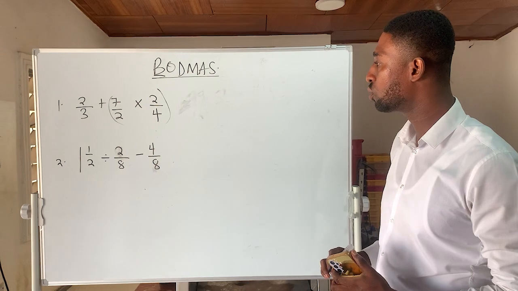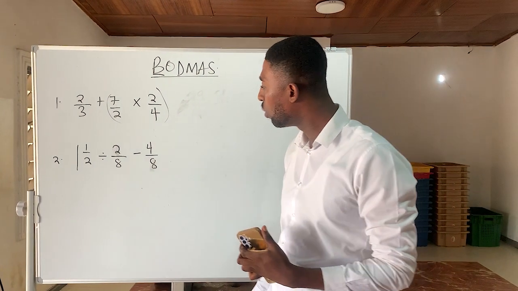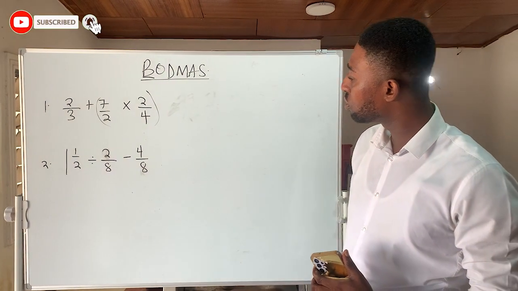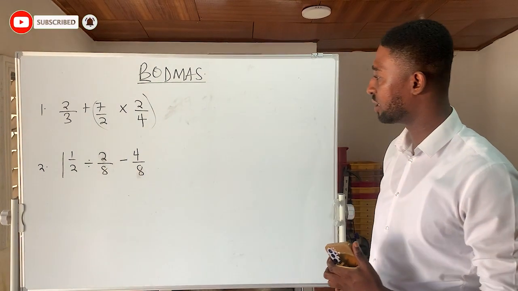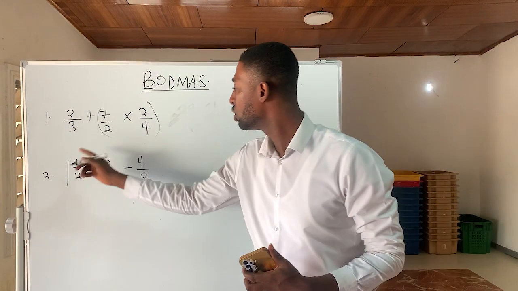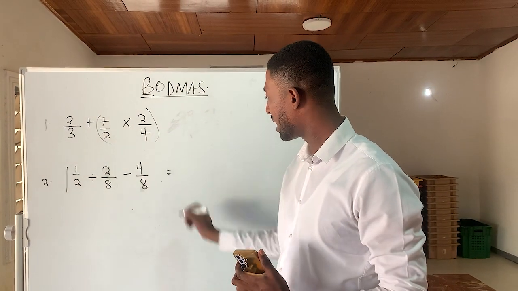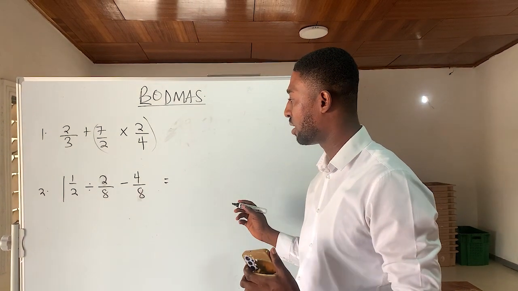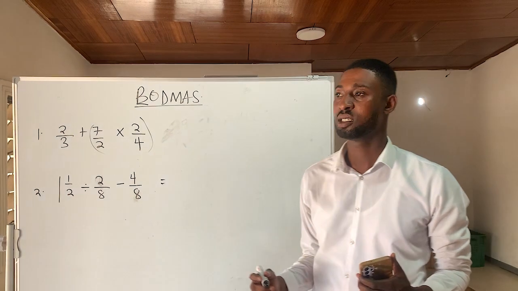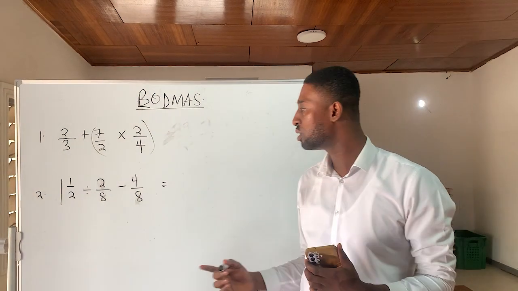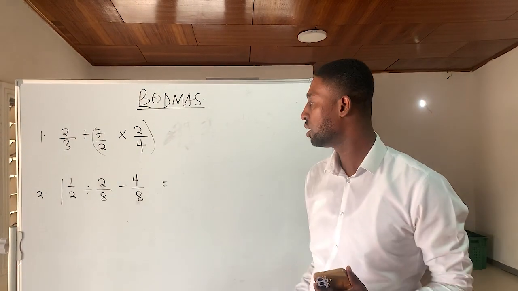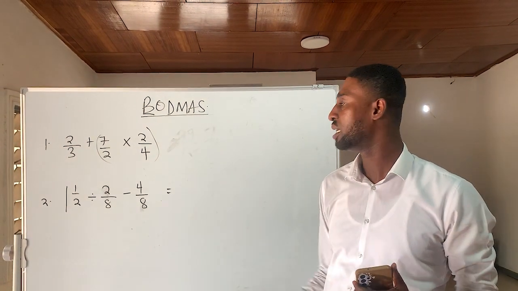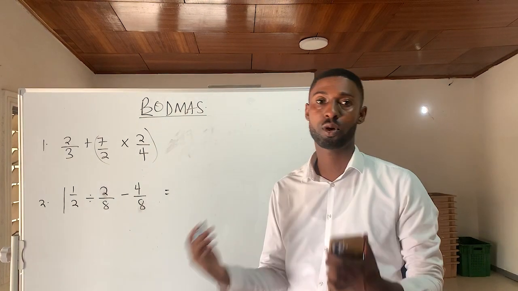So for question 2, we have one whole number 1/2 dividing 2/8 minus 4/8. And we are supposed to simplify this using BODMAS. So with this type of question, whenever you have proper or improper fractions combined with mixed fractions, what you are supposed to do is to simplify the mixed fraction first. So we need to first change this mixed fraction, and whenever you change a mixed fraction, it always produces an improper fraction.